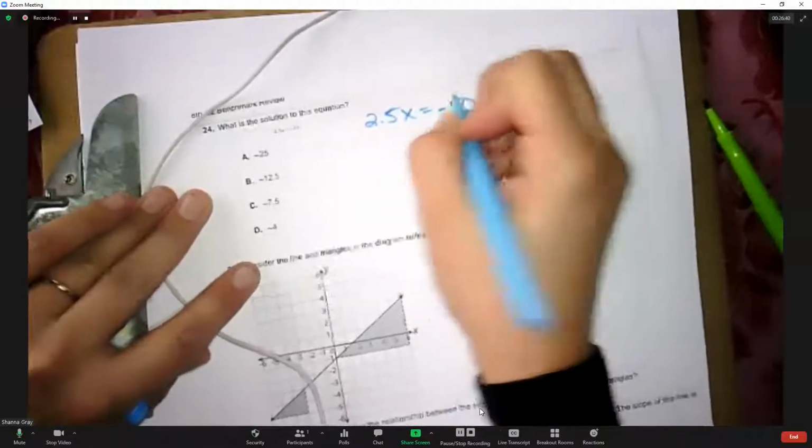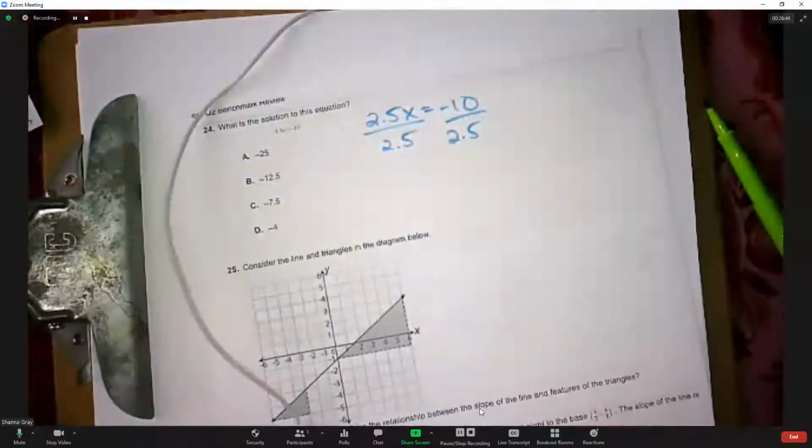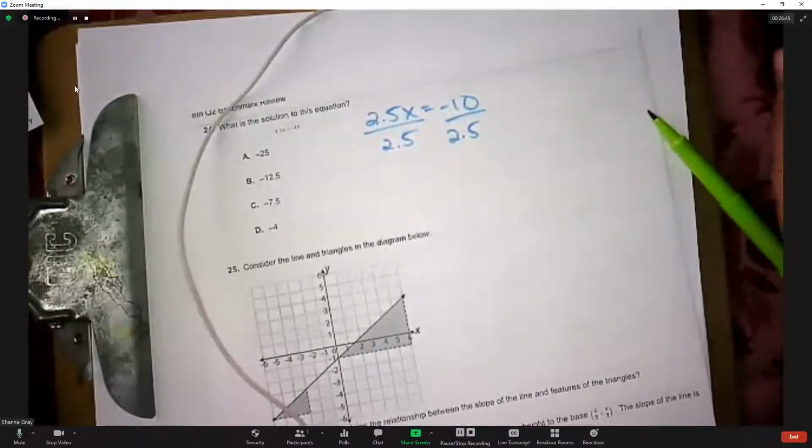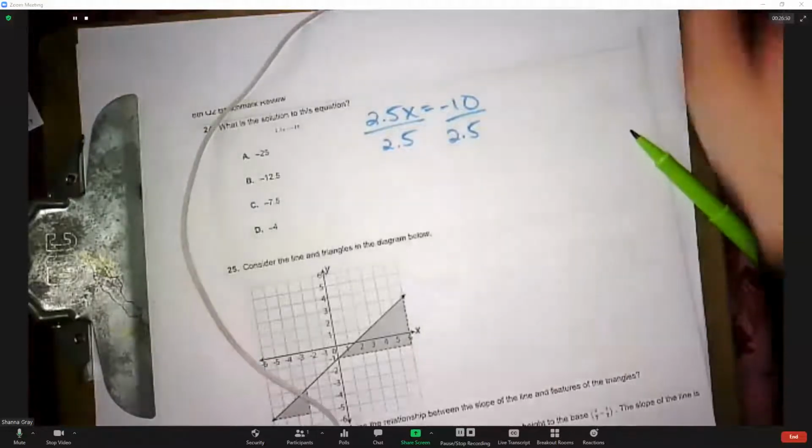2.5x equals negative 10. So I need to divide each side by 2.5. And I also want you to keep in mind, you do have access to a calculator for the 8th grade test.